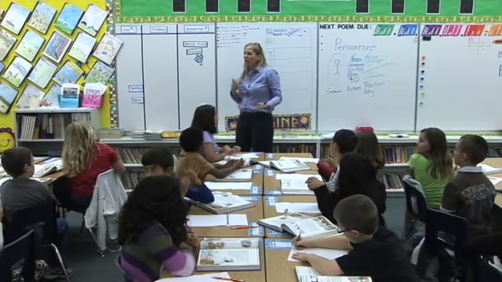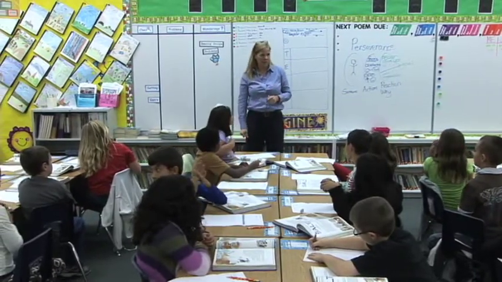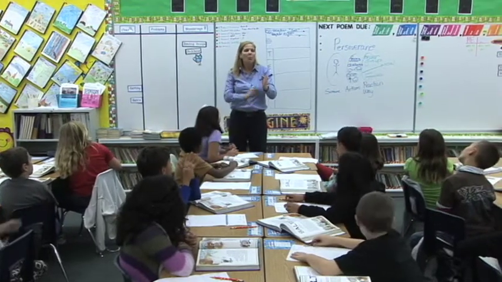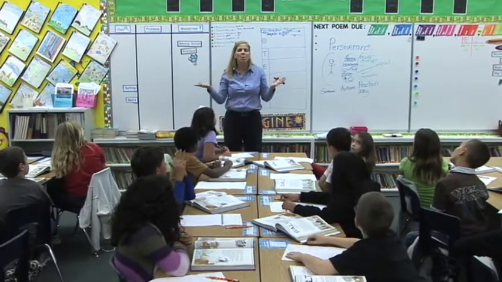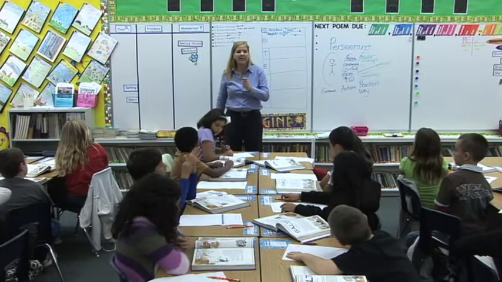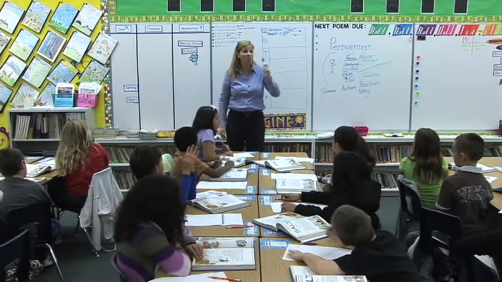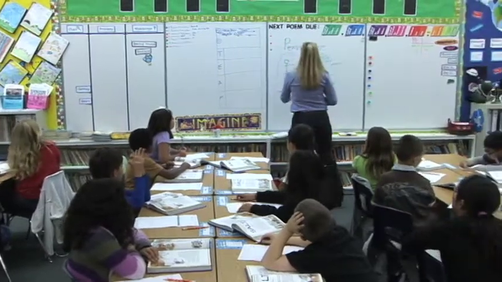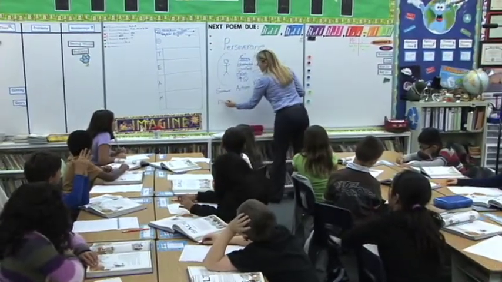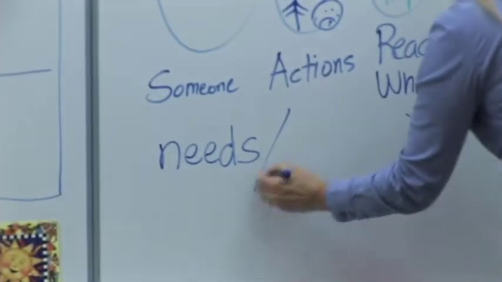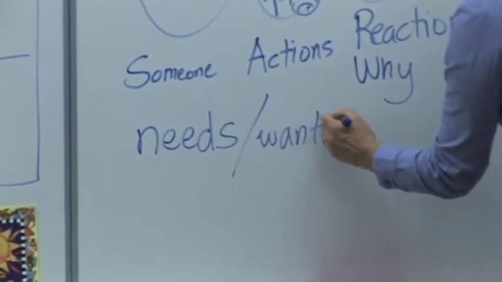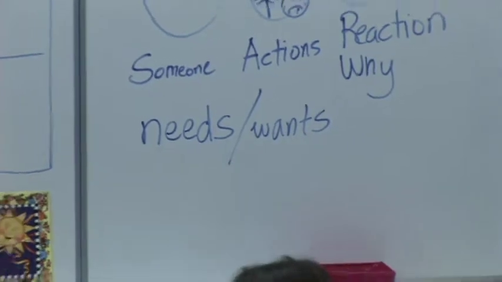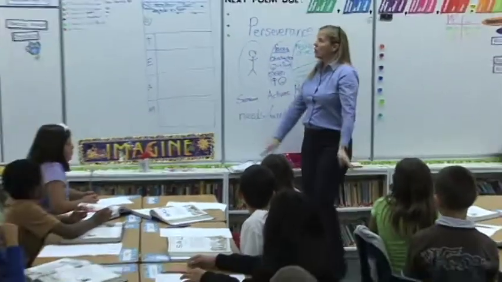It's really hard sometimes to do this last part. Are we ready? The last part is, what was the story mostly about? Now, this is when you end up wanting to tell the whole story. So I'm going to give you two key words. He either needs or wants something in the story. So everyone go like this. In the story, ready, everyone go.